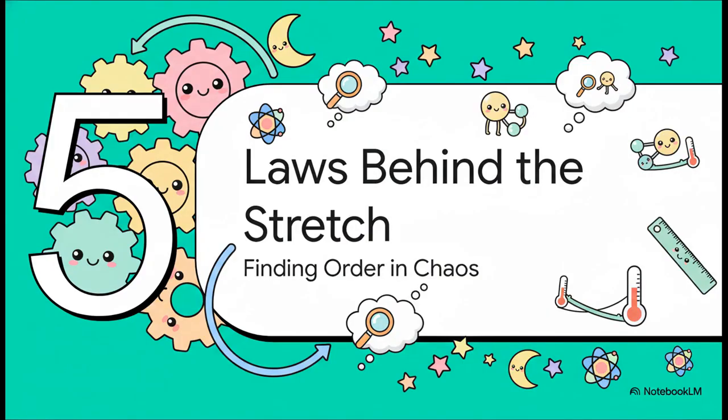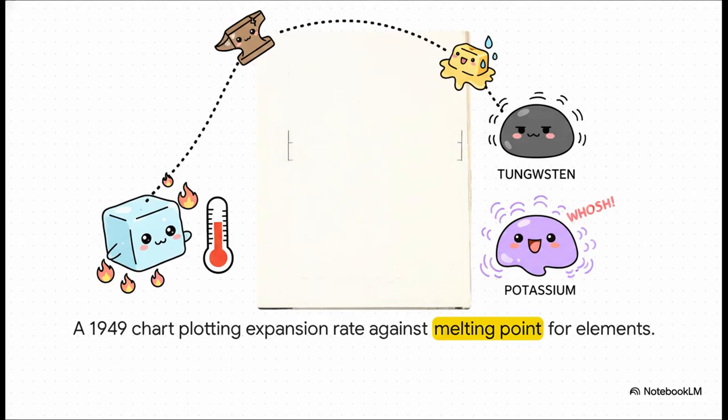So as scientists gathered all this data, they started looking for deeper patterns. They weren't just asking how much things expand, but why. Were there some underlying laws that governed this whole behavior? And yep, they found some really fascinating relationships. Take a look at this chart from that 1949 circular. It's plotting an element's expansion rate against its melting point. And you can see this really distinct inverse curve. Elements with super high melting points, like tungsten way up here, have very low rates of expansion. And then elements with low melting points, like potassium down at the bottom, expand a lot. This shows a deep connection between how strongly atoms are bonded together and how they respond to heat.